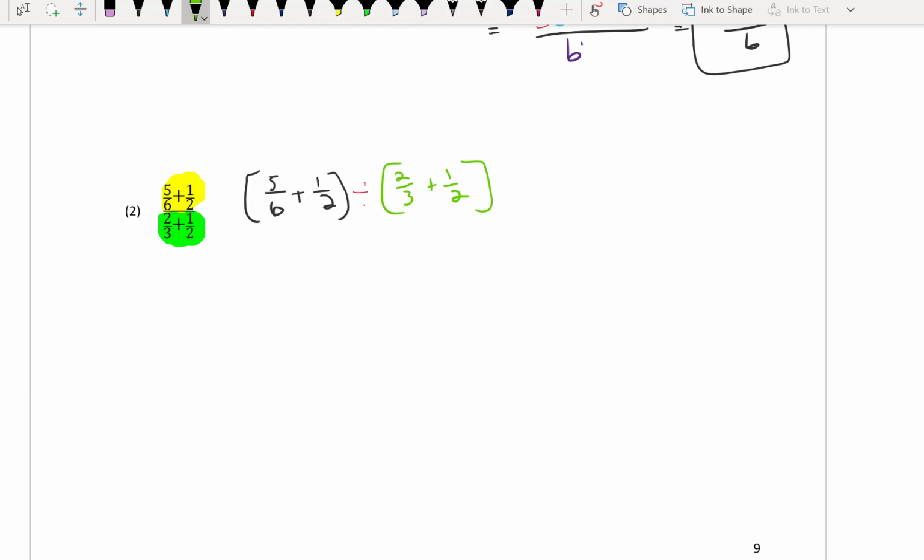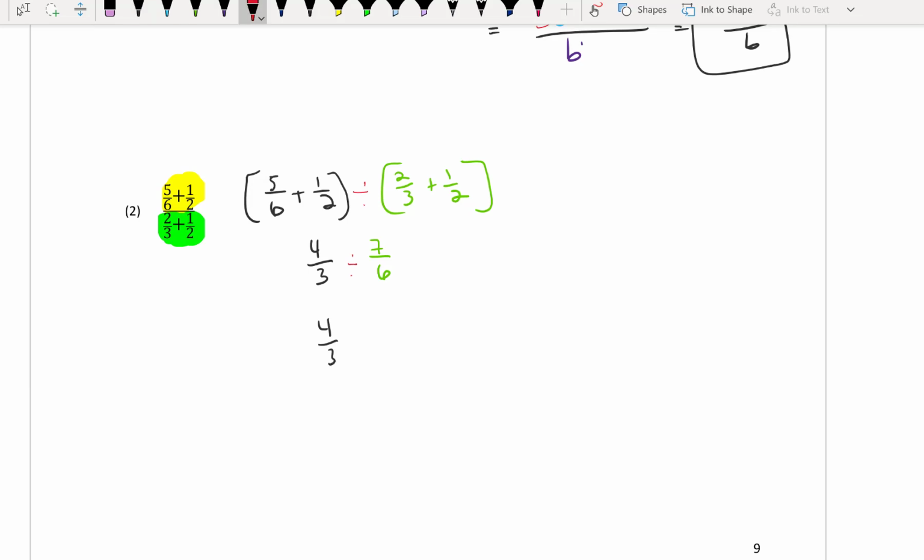So here you can just go ahead and use your calculator to say 5/6 plus 1/2, and that's going to give you 4/3. And it's being divided by, and your second fraction, you have 2/3 that's being added to 1/2, and that gives you 7/6, okay? So I added each fraction on the calculator. So now I'm going to copy.